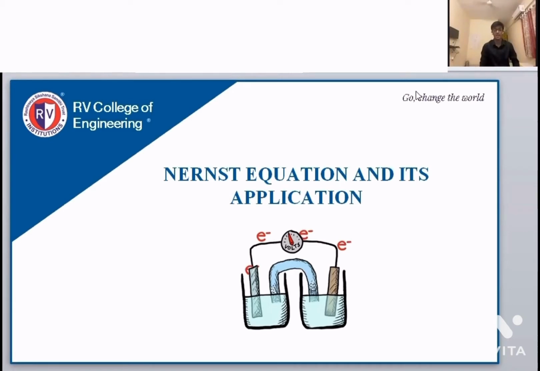a PPT regarding Nernst equation and its application. So, when I say Nernst equation, what is the first thing that comes in your mind? You can see the figure here. It is telling about electrodes, salt bridge, voltmeter, traveling of electrons, and the electrolyte.